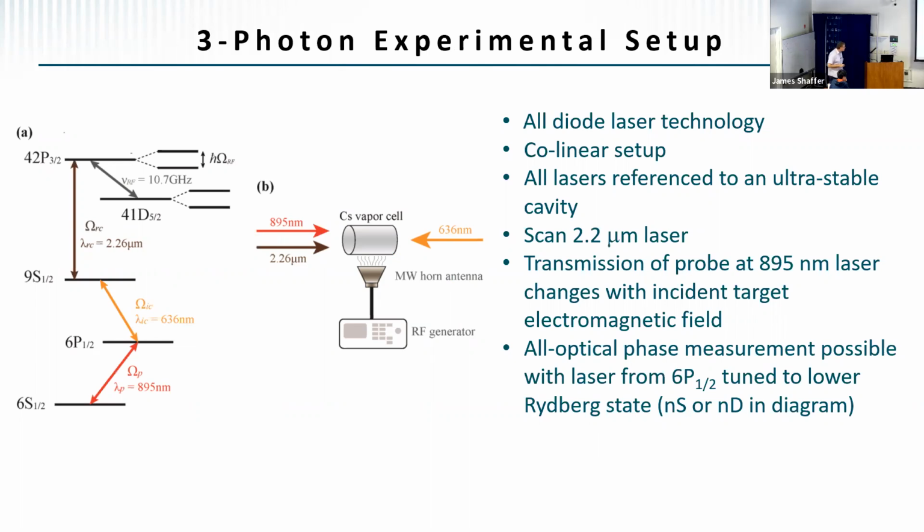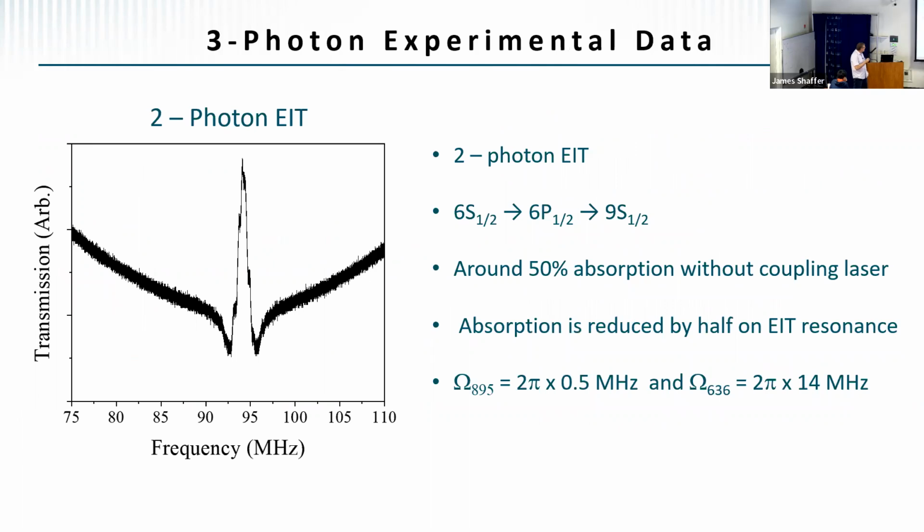So this is the EIT feature from the 9S state. So of course, this is also an EIT system, and you can look at the EIT there. And usually what we do is we lock this to the peak here, and then the 2.2 basically would induce a change here that then we would observe as the RF has changed.